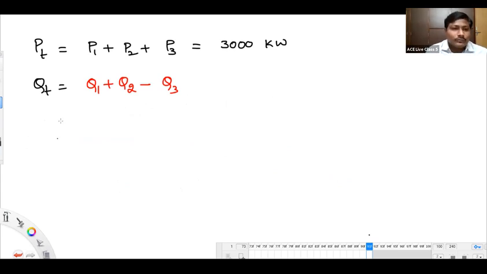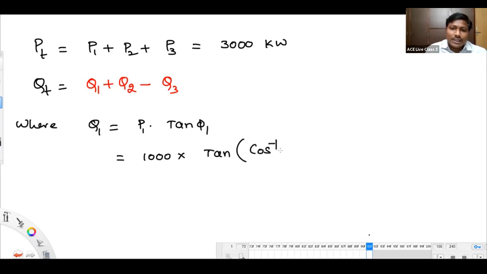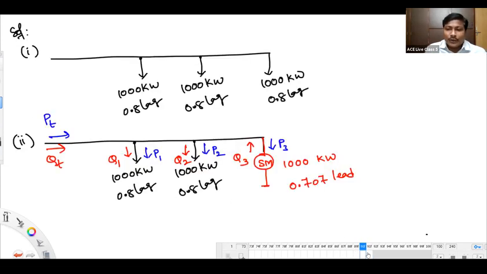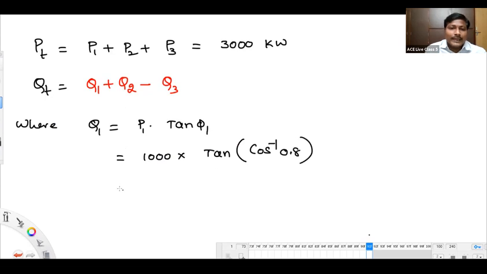What is Q1? Q1 is equal to P1 into tan phi 1. P1 is 1000. Tan phi 1 means tan of cos inverse 0.8. So 1000 into tan of cos inverse 0.8 is 750 kVAR. That's Q1.